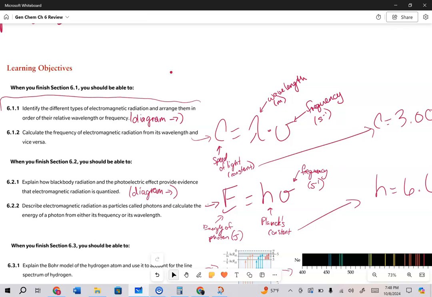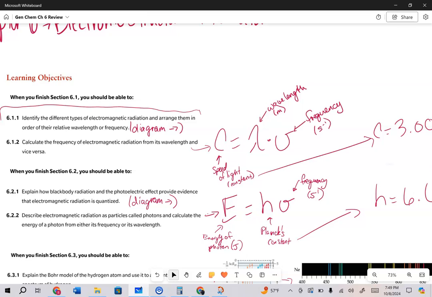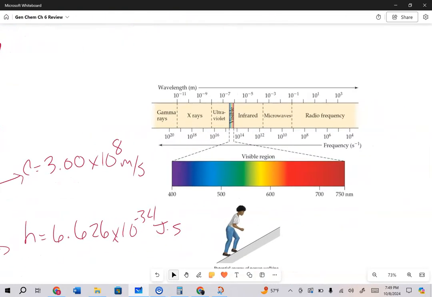In order to help us with some of these, I've added some of our equations already. These equations we're going to talk about for section 2, or the second learning objective. But for section 1, I've also added a diagram, and that's our EM spectrum. You would be given this on your quiz.